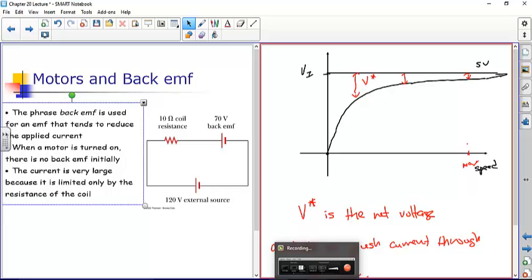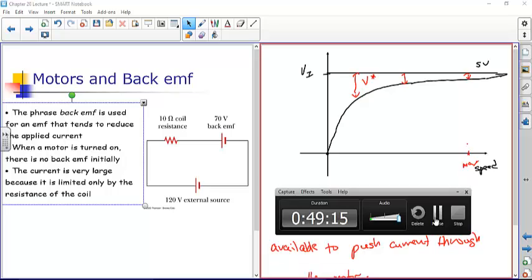We're going to move into chapter 21. So I'm going to pause for just a second until I get my stuff.